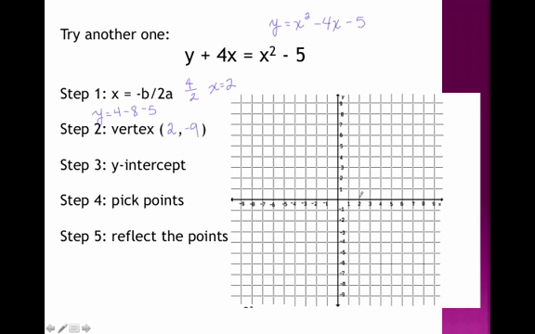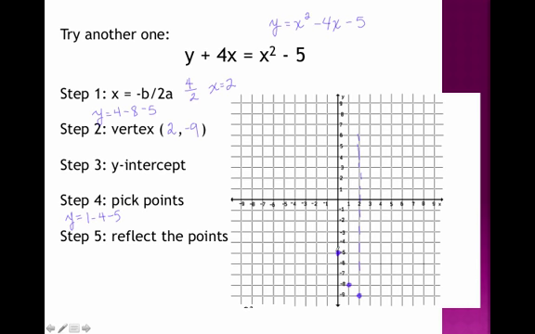So I'm going to go ahead and I've got my axis of symmetry here at 2, and I know that my vertex is at 2, negative 9. I'm going to identify my y-intercept, which is here at negative 5. And I'm going to pick 2 additional points. So I'm going to go ahead and pick an x value of 1. So y equals 1 squared, or 1 minus 4 minus 5. So at the point x equals 1, my y value will be negative 8.